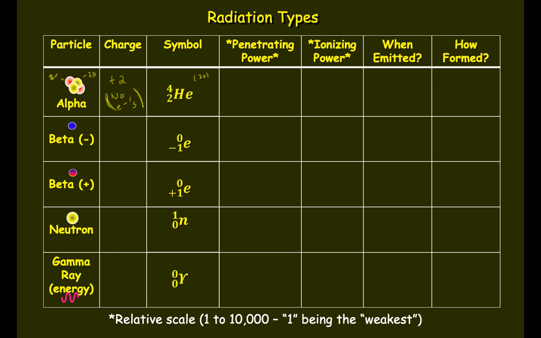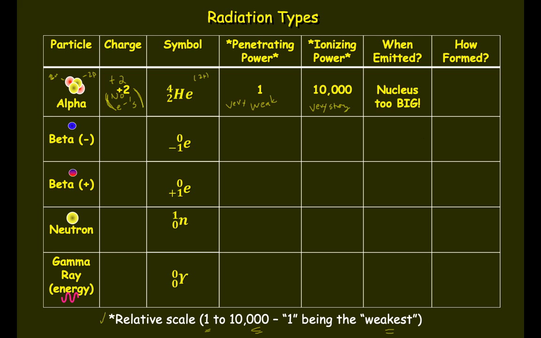Okay, your penetrating power in this case is going to be out of 10,000. If we look at our scale down here, 1 being the weakest penetrating power, okay, and 10,000 being the best penetrating power, alpha particles are the weakest. So very, very weak. You can actually use that as your little tag here. Okay, your ionizing power here is very strong at 10,000. So this is going to be very strong. All right, so you can add that to your box if you need to.